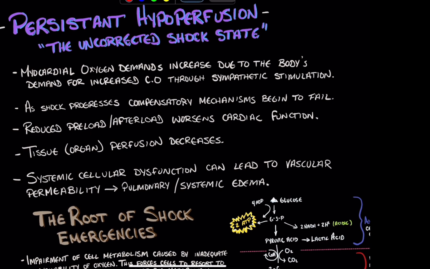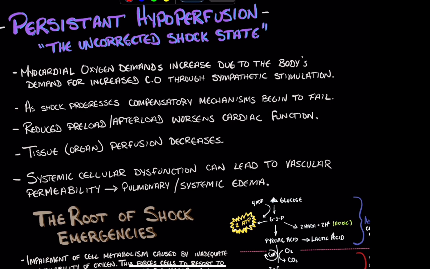So as these volumes deplete, like I mentioned, preload and afterload deplete. If we remember Starling's law, if we're not really stretching that heart out, if we're not getting that good preload, we're not going to have good contraction. We're not going to have an adequate ejection fraction, which means that inevitably the cardiac output will decrease. And again, that's going to further worsen our shock problem if we're not having that cardiac output that we need.